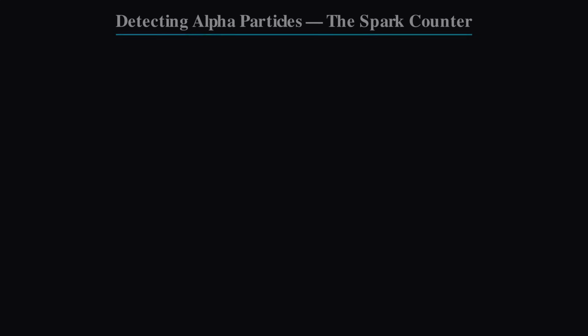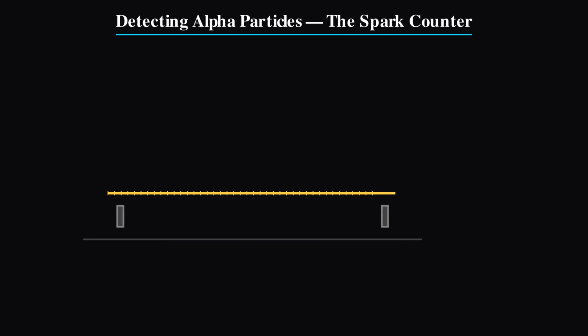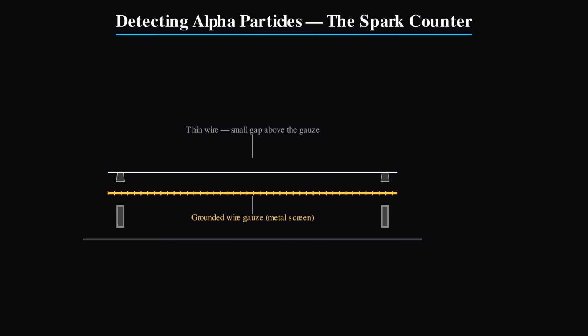Part C. Spark counter in action. The apparatus assembles on the bench. A grounded metal gauze forms the base, with a radioactive source fixed beneath it. A thin wire is mounted just a few millimeters above the gauze, the detection gap. A high-voltage supply of about 5,000 volts connects the wire to the gauze.